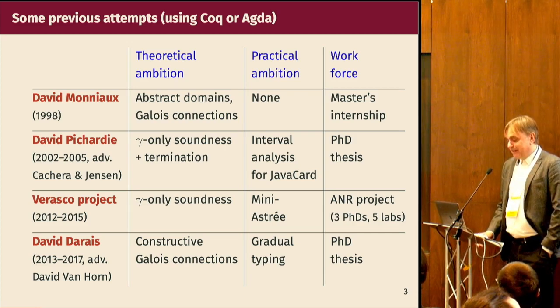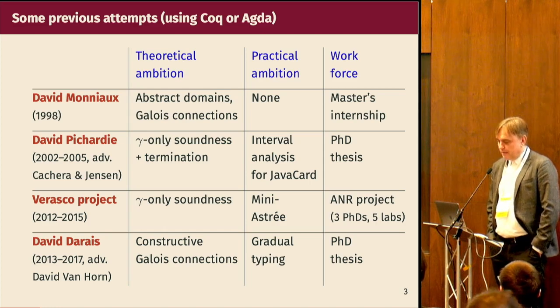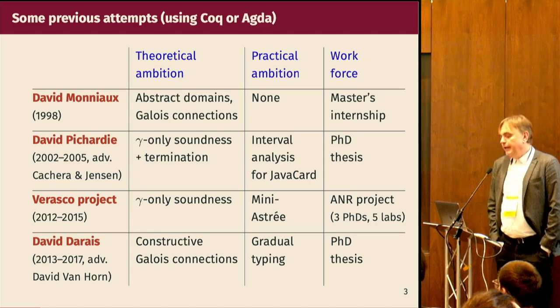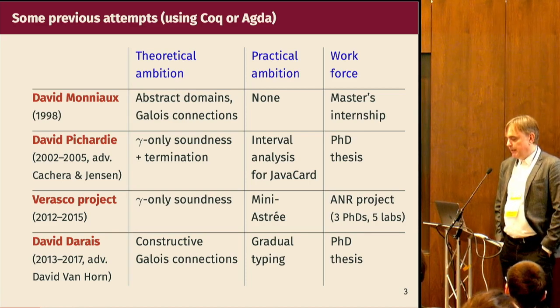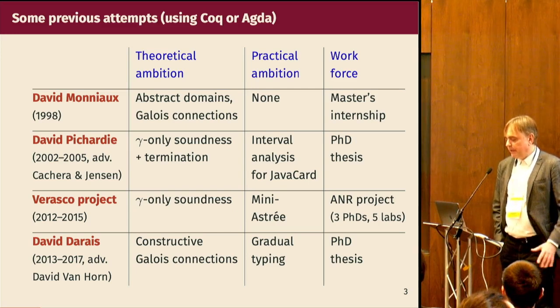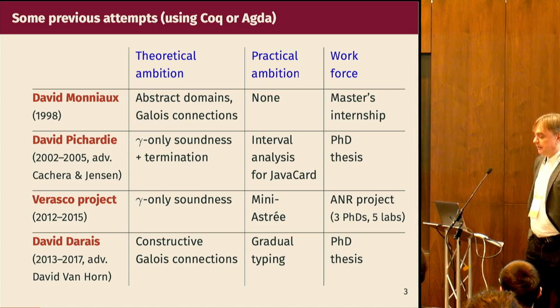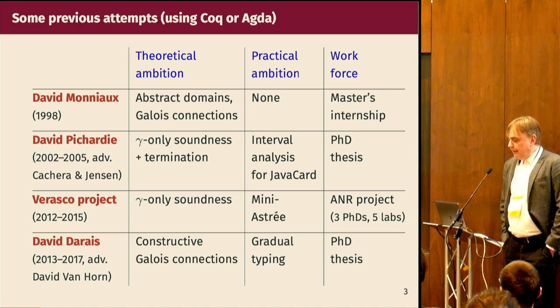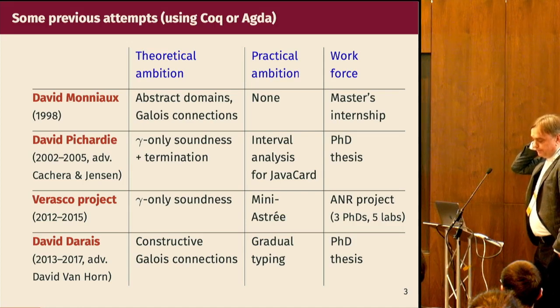Then came the PhD thesis of David Pichardie, 2002 to 2005, advised by David Cachera and Thomas Jensen. So, learning from the difficulties that David Monniaux had, he didn't set out to formalize the whole theory of abstract domains and Galois connections, but just some kind of gamma-only domains, proving only soundness, but also proving termination of the analysis, the fixed-point iteration. And the one application was an interval analysis for the Java Card bytecode.